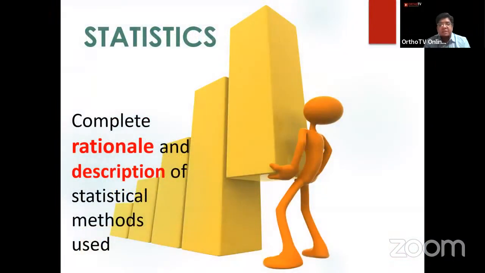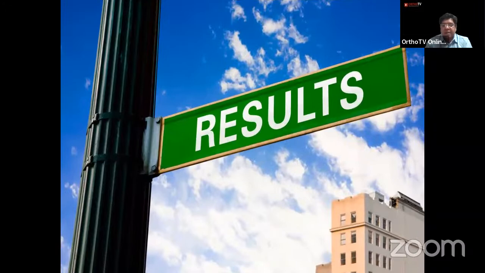Statistics have to be mentioned in your material and methods. A small description, not a detailed description, is essential. You can take help of a statistician to write this paragraph. Results are the most accurate part of your manuscript. It needs to be most accurate.